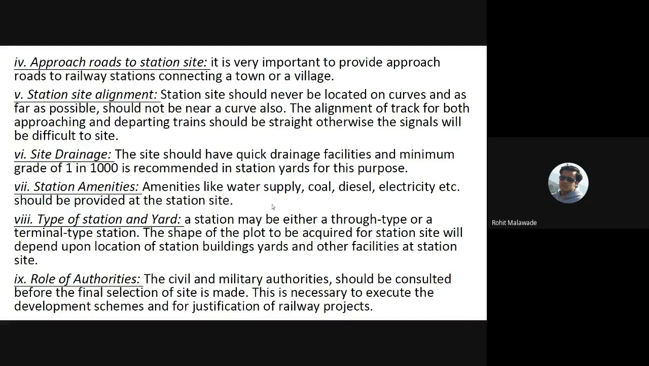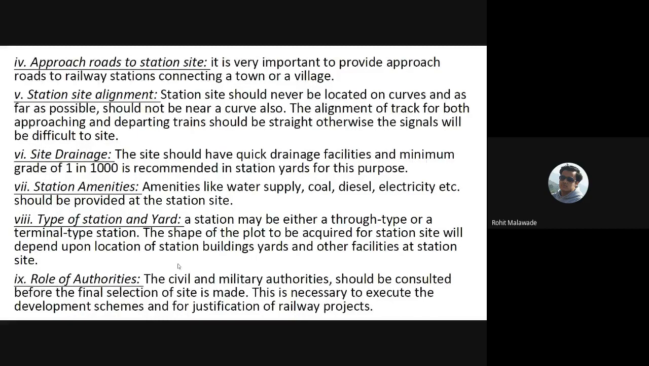Next is the station amenities. The station should have amenities like water supply, right? A good amount of water supply, coal, diesel, and electricity should be provided at the station. Okay. Next is type of station and the yard.